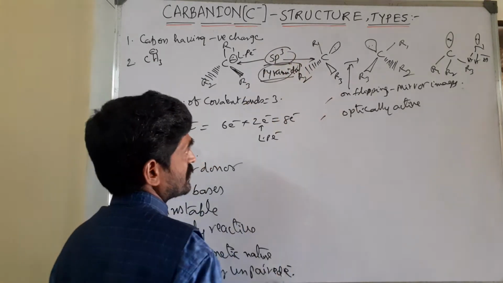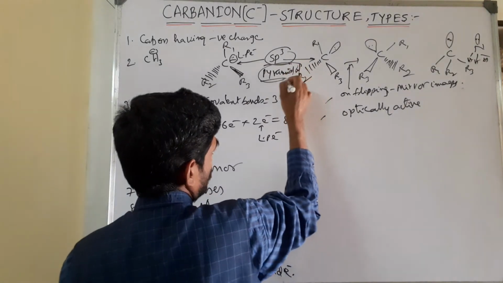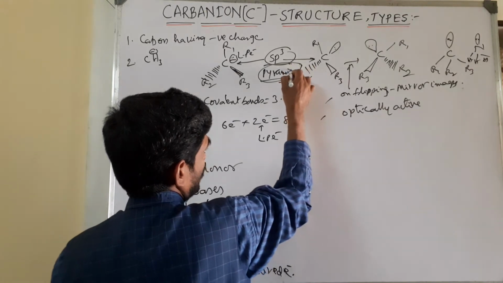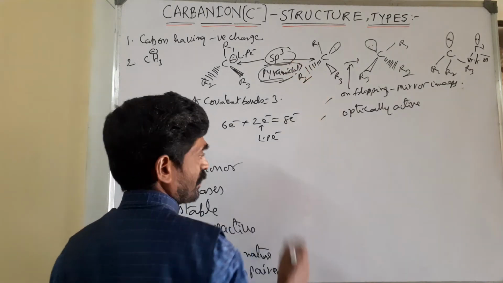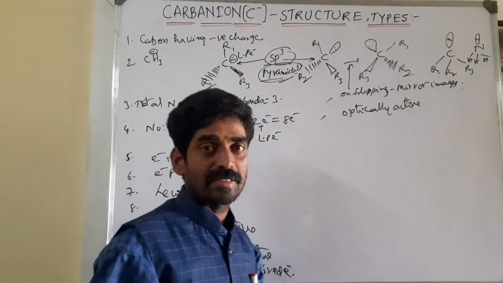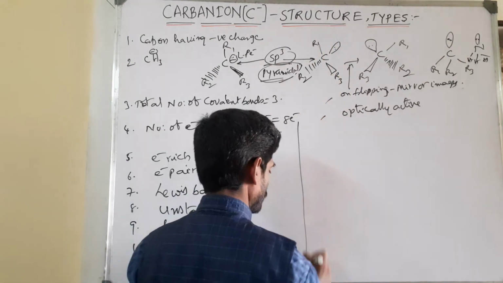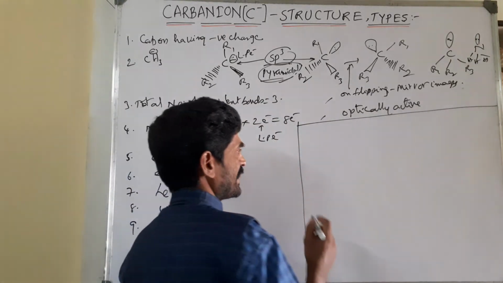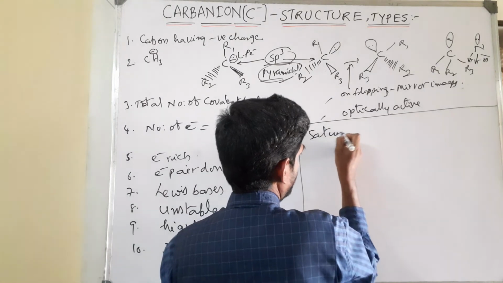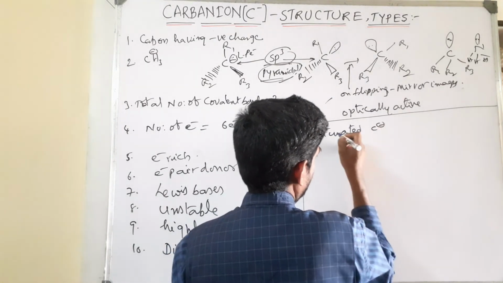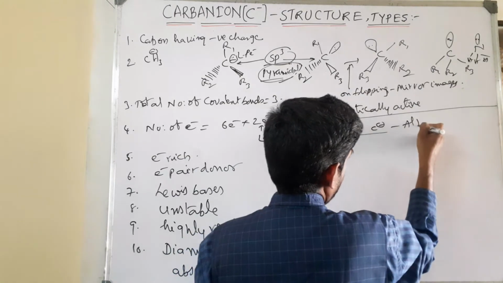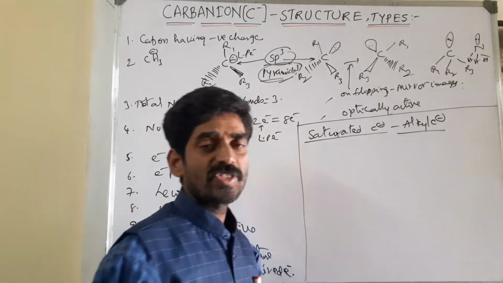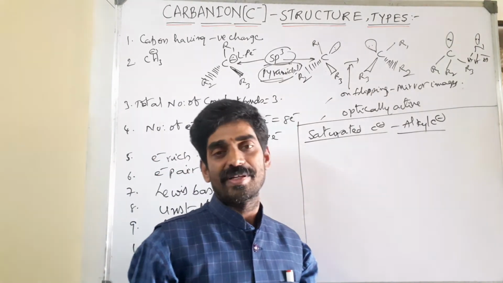So these are the structural aspects, my dear students. Up to here you got it, all of you, right? It is pyramidal. Next, the types of carbanions. There are different types of carbanions: saturated carbanions and unsaturated carbanions. Saturated carbanions are alkyl carbanions, that is methyl carbanion, ethyl carbanion, isopropyl carbanion, tertiary butyl carbanion, right?